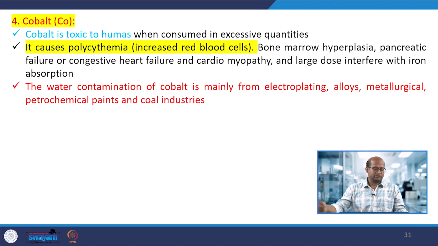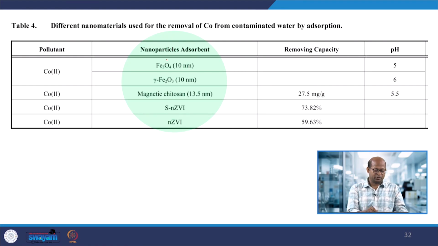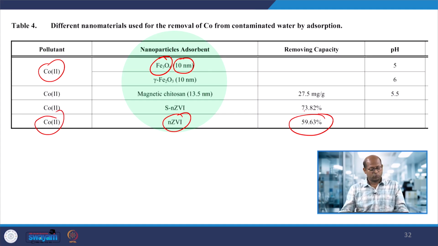Similarly, cobalt is another toxic element present in wastewater, which we can separate out by the adsorption method using different types of nanoparticles. That may be iron oxides, ferrous oxides we can use to remove cobalt from aqueous solutions. Okay, ferrous oxide with 10 nanometer particle size. We can separate out cobalt 2 ions, or zero valence iron can be used to separate the cobalt 2 ions, and the removal capacity is 59.63 when zero valence iron is used.